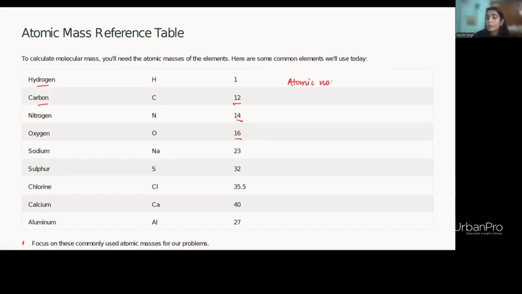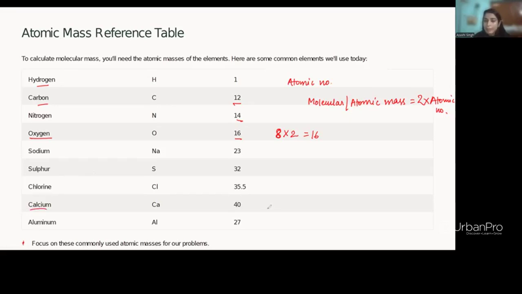Most of the time you will see the atomic number, okay? If you can recall the atomic number of any element, the atomic mass would be double of it. Molecular will be for the complete compound, atomic mass will be double of that atomic number. Sometimes it can differ. For example, let's say oxygen. The atomic number of oxygen is 8, if you can recall from previous classes. So the mass would be 8 into 2, that is 16.